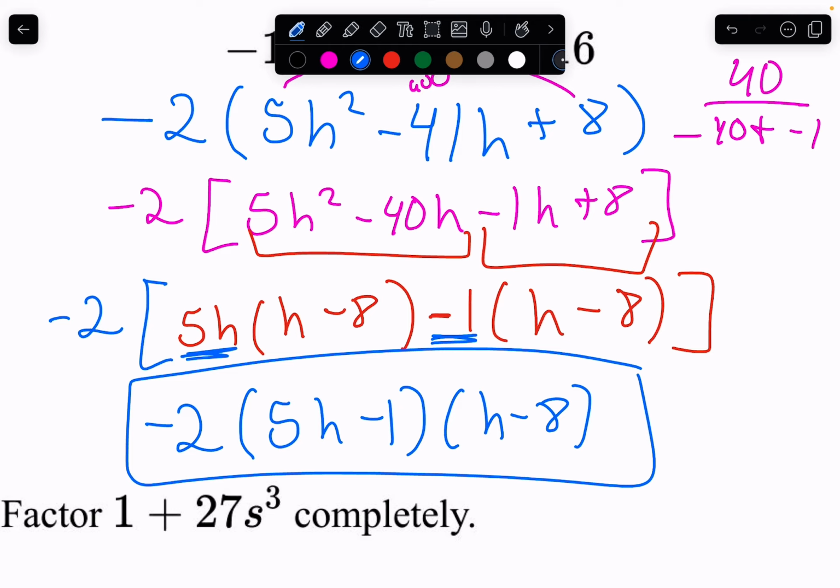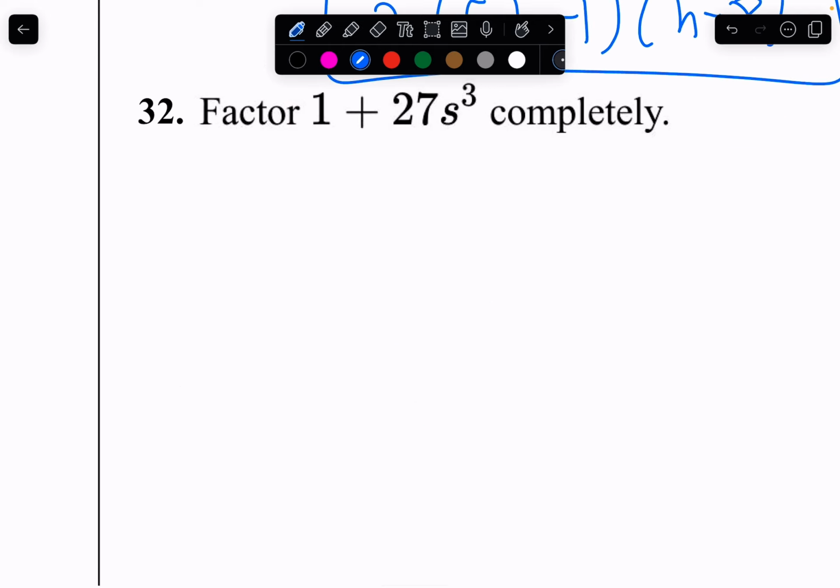Okay, so now we're going to move on to a factoring method that actually is going to be new for you. That factoring method is known as sum and difference of cubes. So if we look at this one, at first it looks like we can't really do much with it, right? There's no GCF.